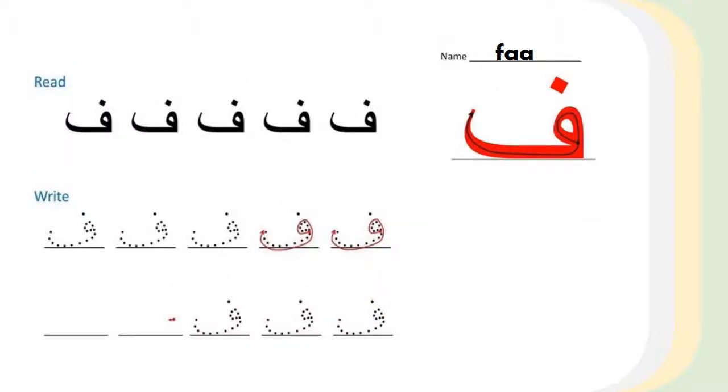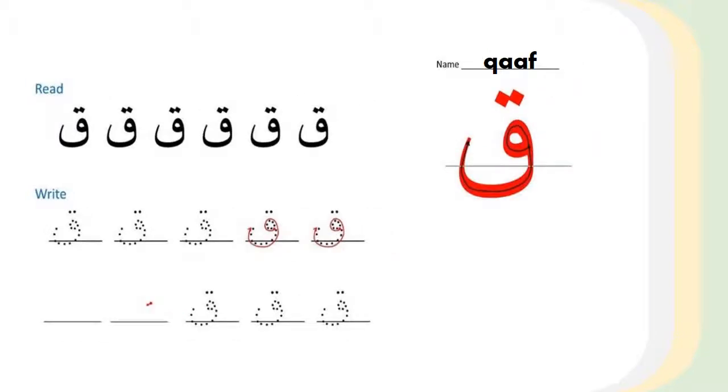The next letter is known as Fa. It's quite easy. And please don't forget to follow the pattern. Let's move on. It looks similar to the previous one, but the curve here is deeper and it goes below the line. Not to mention that it has two dots. We call this letter Qaf.